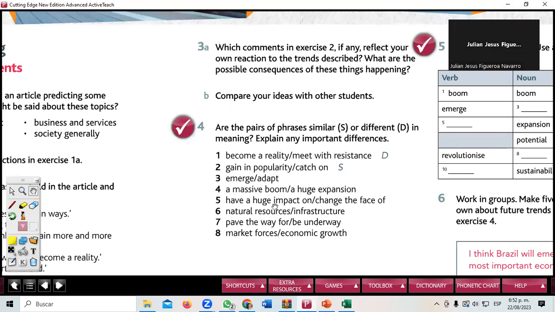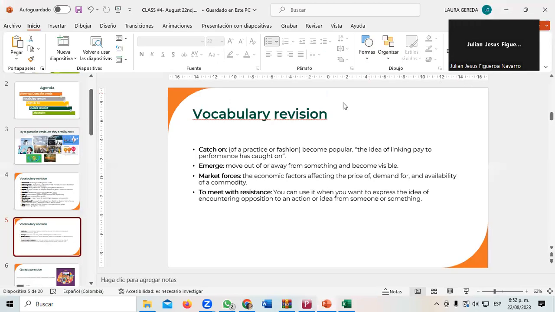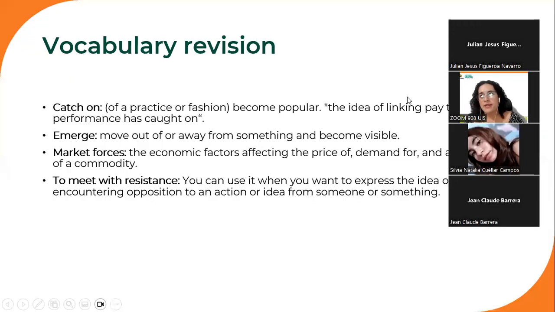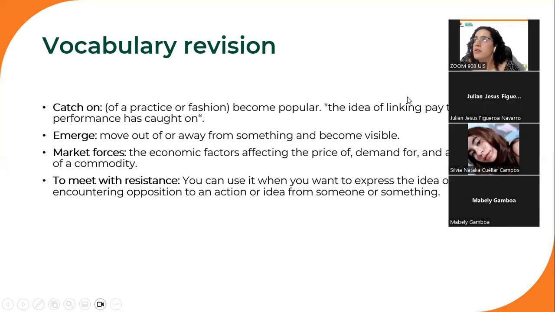Teacher, I didn't catch on clearly. Could you explain it again? Okay. Yeah. So for example, something normal now. The idea that young people or teenagers or kids can make money from social networks is catching on, or has caught on, okay? So this idea or this practice has become popular.